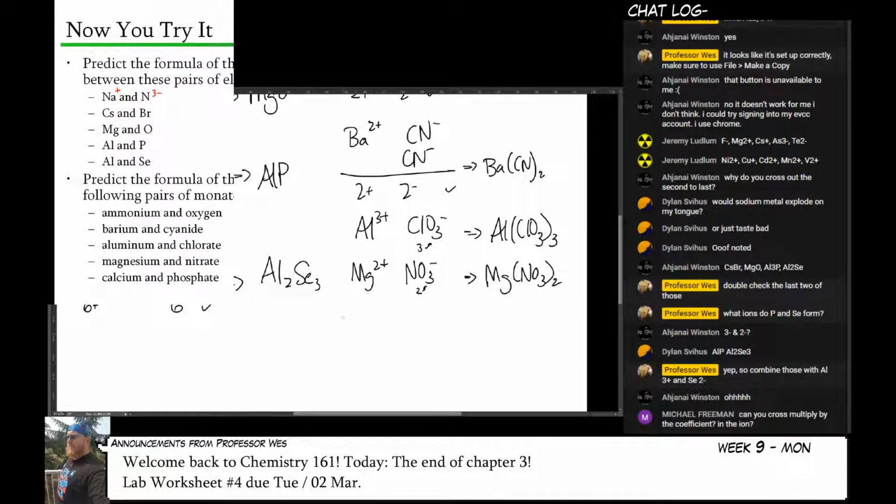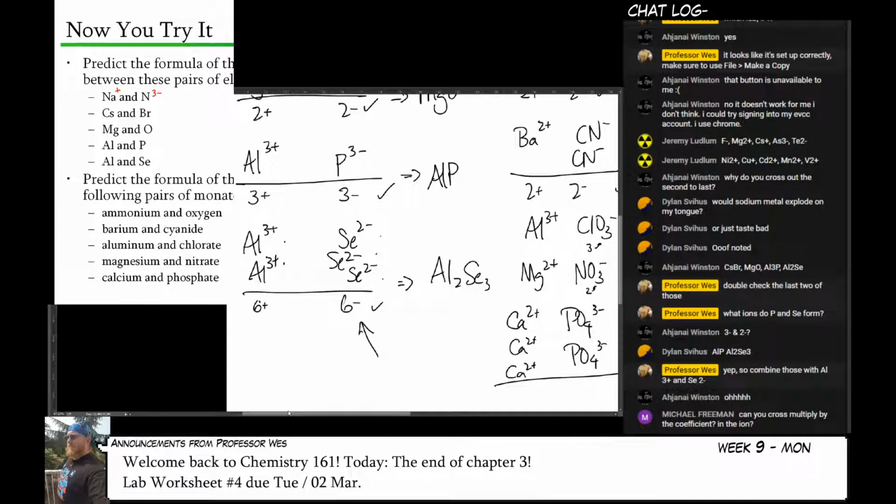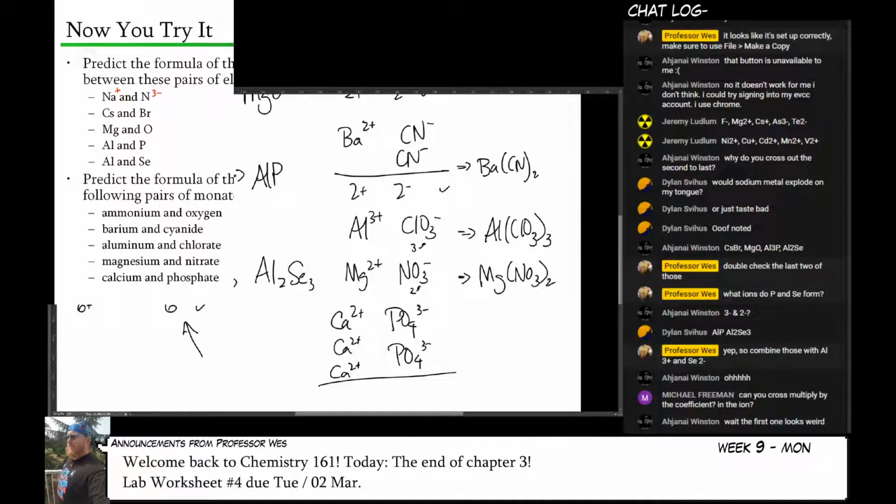And then finally, calcium and phosphate. This one I need 3 calcium, actually. We'll write this one out because it's not as straightforward. But same as over here with the aluminum and selenium that you can't see under the screen here. There, you can see it if I do this. Same thing that we did over there. That's how we get those to balance. There you go.